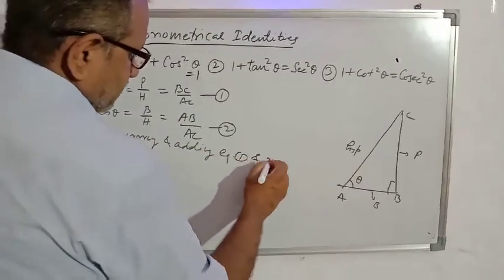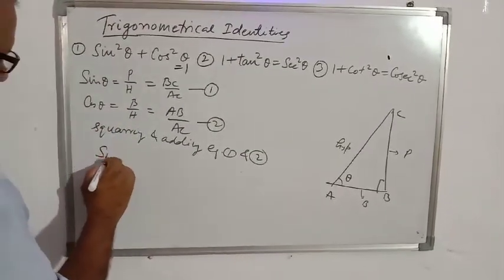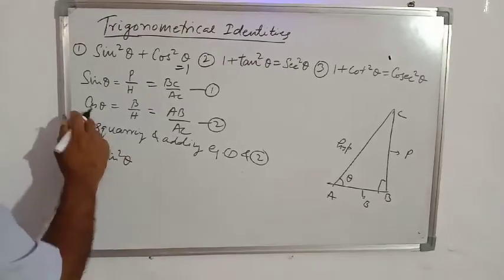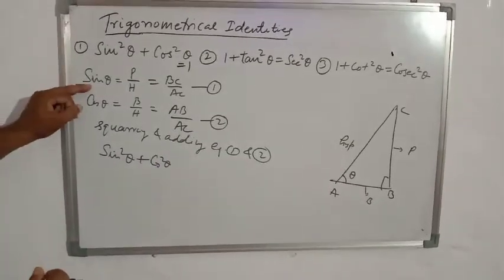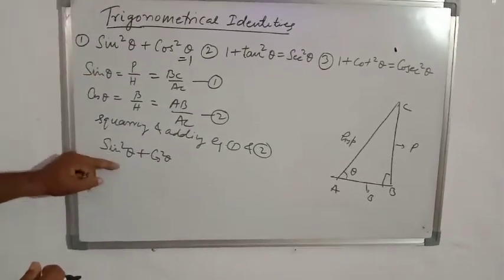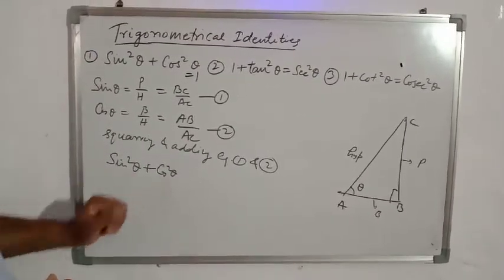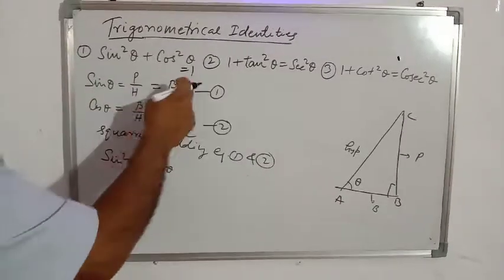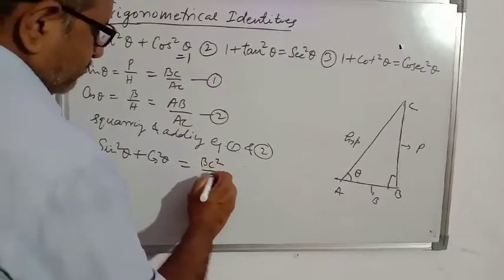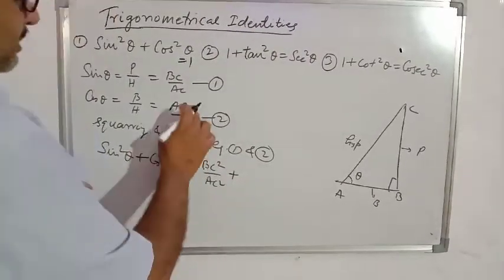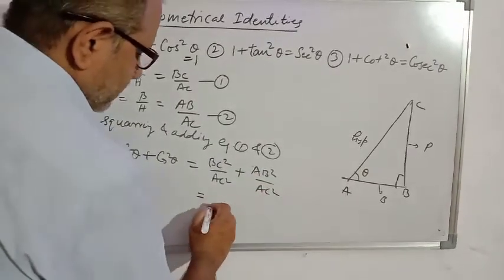Squaring and adding the first and second equations: firstly square, then add. Sin theta square is sin square theta, cos theta square is cos square theta. When we add, we write sin square theta plus cos square theta. This is the left part. Now the right side. Right side is BC upon AC, so it will be BC square upon AC square plus AB square upon AC square.